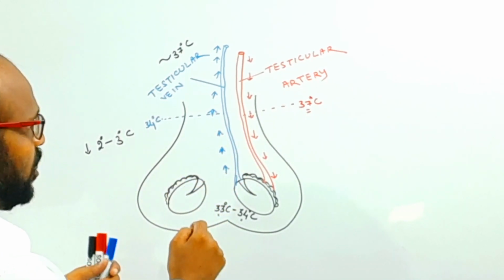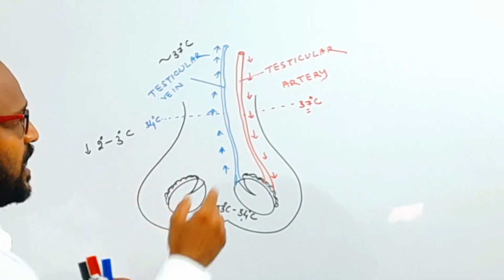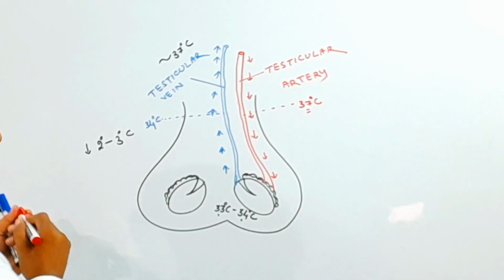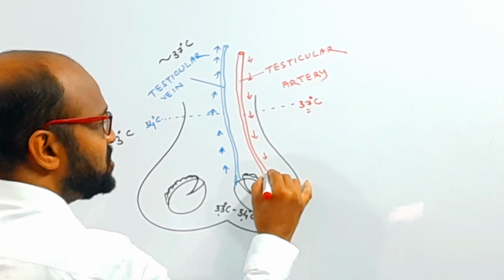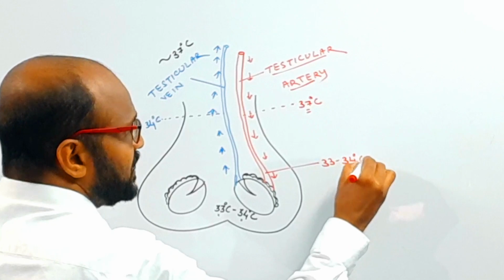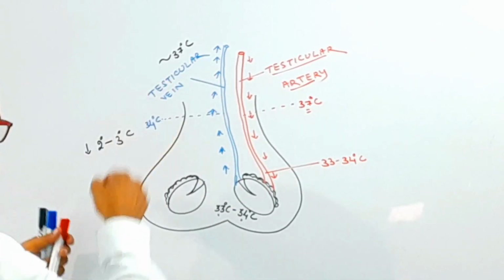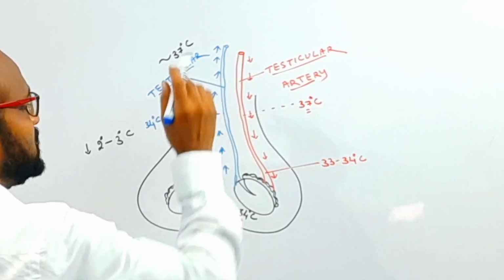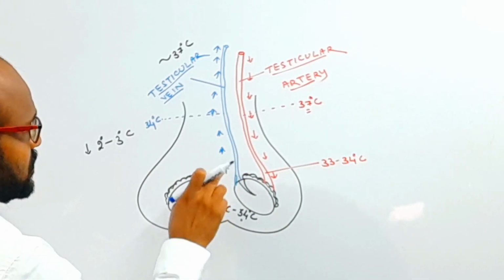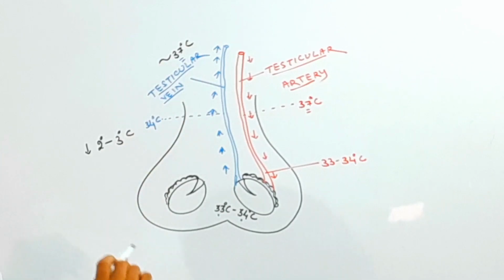So a mechanism has developed through which the heat is absorbed by the cold blood, and the blood passing inside the testicular artery loses temperature, and ultimately the temperature of the testicular artery blood is reduced to 33 to 34 degrees centigrade. By that same mechanism, the blood flowing inside the testicular vein absorbs heat from the testicular artery, and the temperature of that blood increases from 34 degrees centigrade to 37 degrees centigrade.